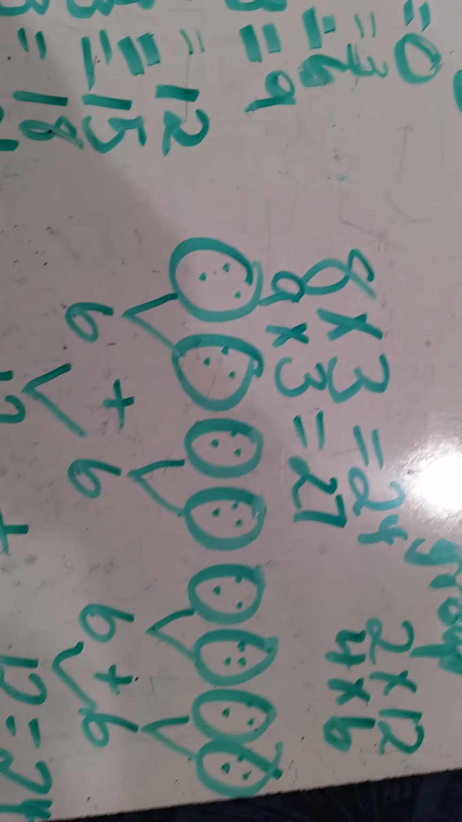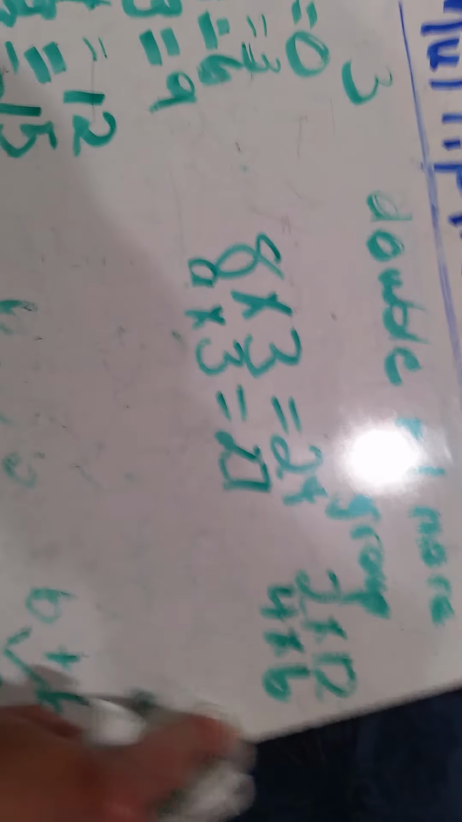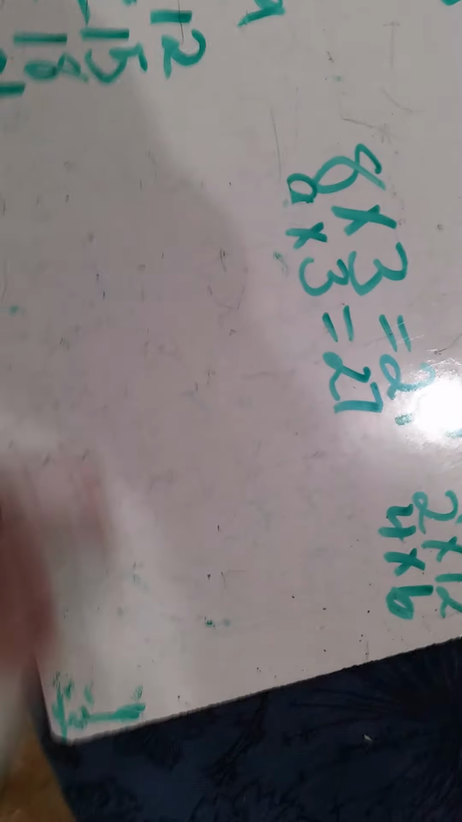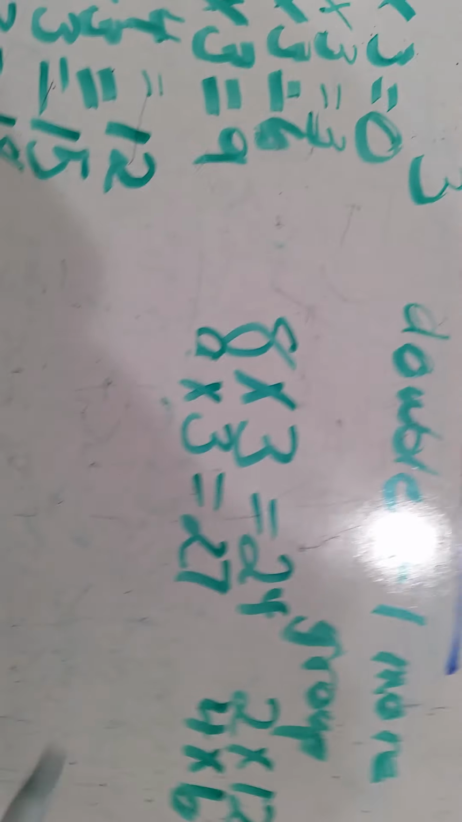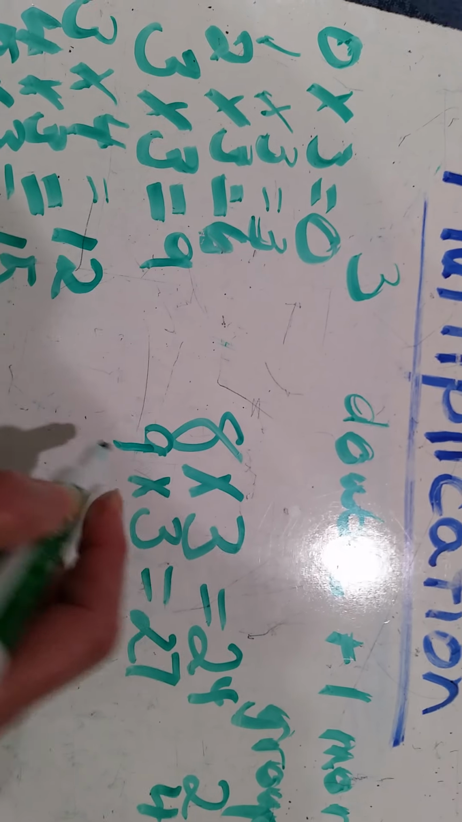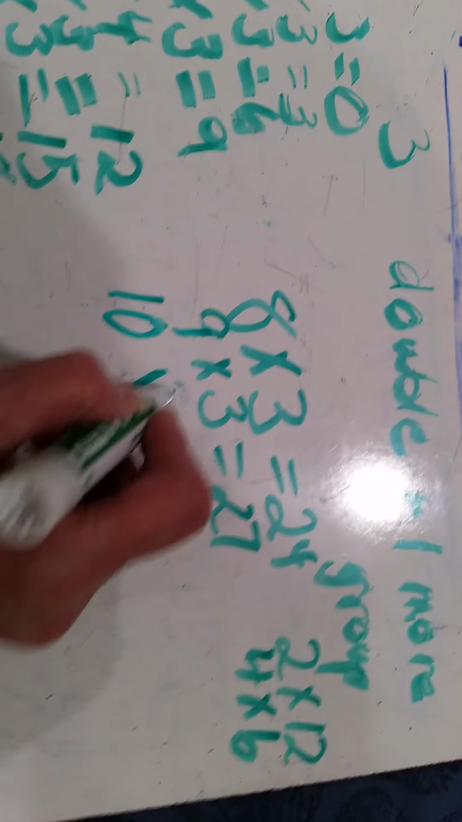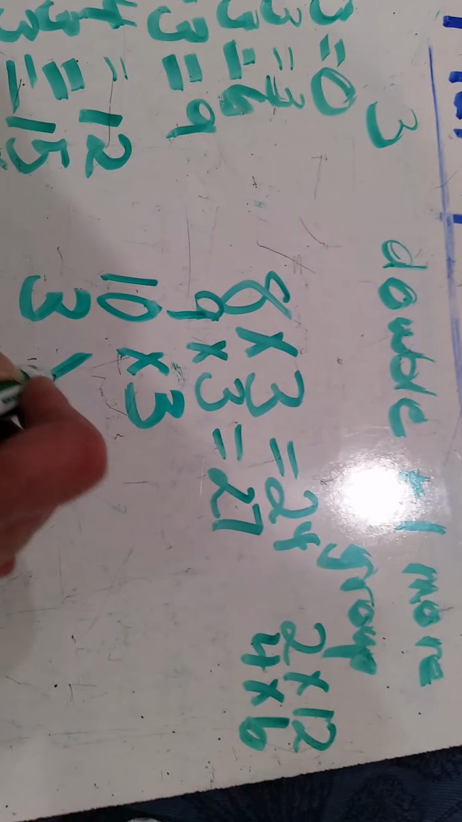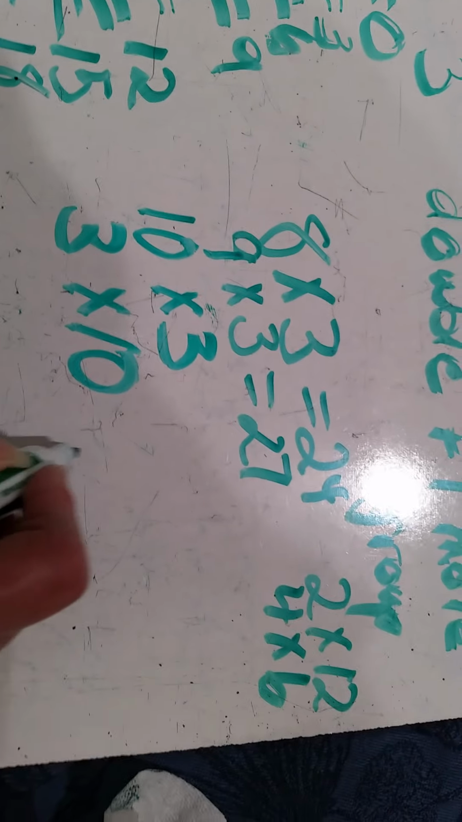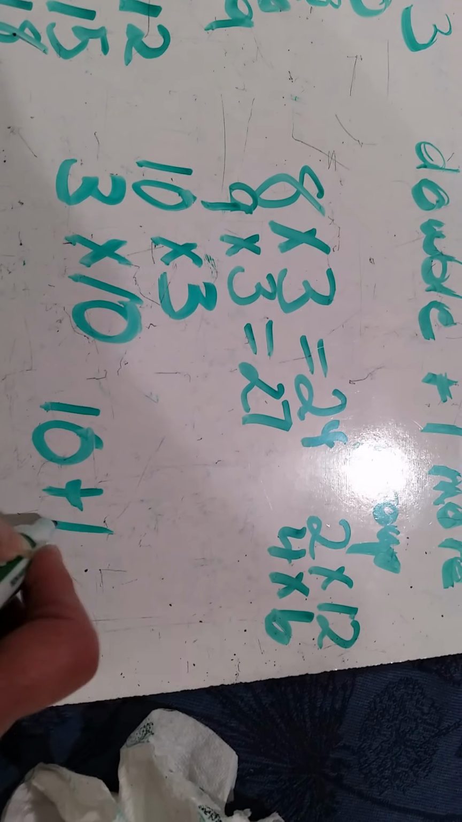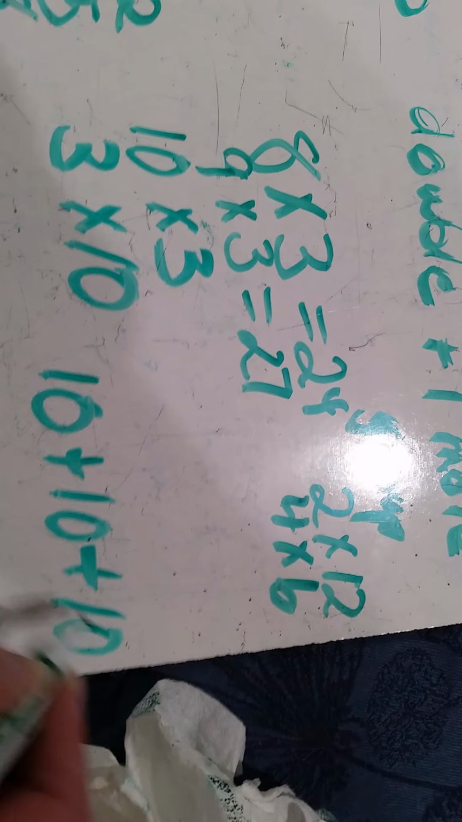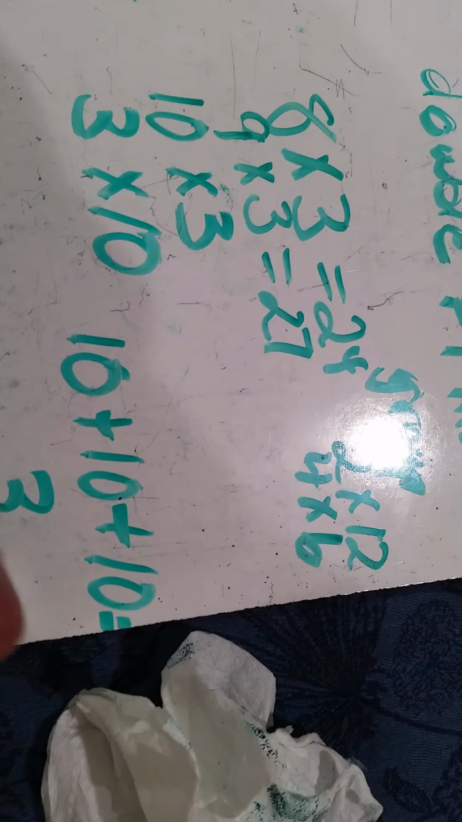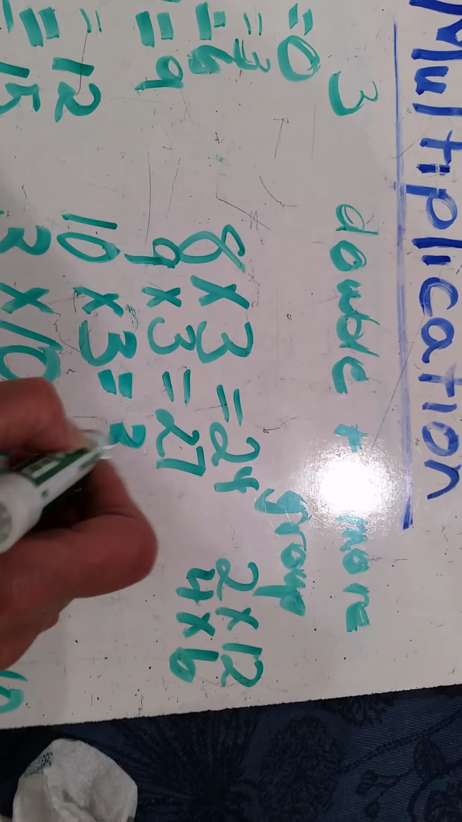Oh my goodness, I wonder what 10 times 3 is going to be. 10 times 3 is the same thing as 3 times 10. And that is 10 plus 10 plus 10 equals 30.